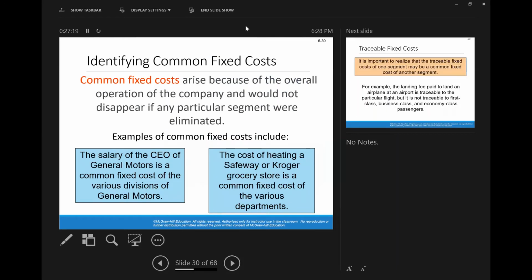All right, so common fixed costs arise because of the overall operation of the company and would not disappear if any particular segment were eliminated. So the CEO of PepsiCo isn't going anywhere because they're not producing Fritos anymore. So they're still going to have that fixed cost. That's what that means. It's not going to be eliminated. So we have some examples. The salary of the CEO of General Motors is a common fixed cost of the various divisions of General Motors. So we're not going to get rid of the CEO because maybe we're not going to produce Mustangs any longer.